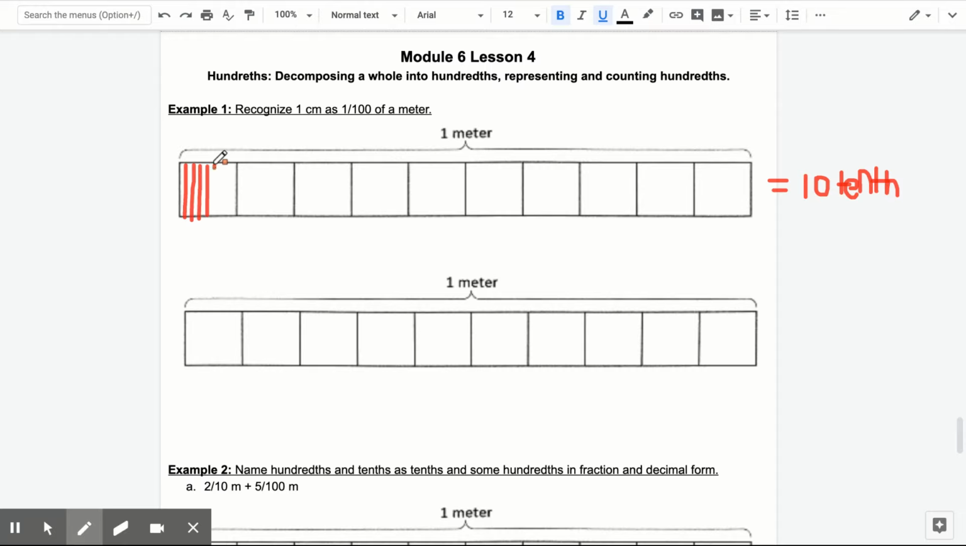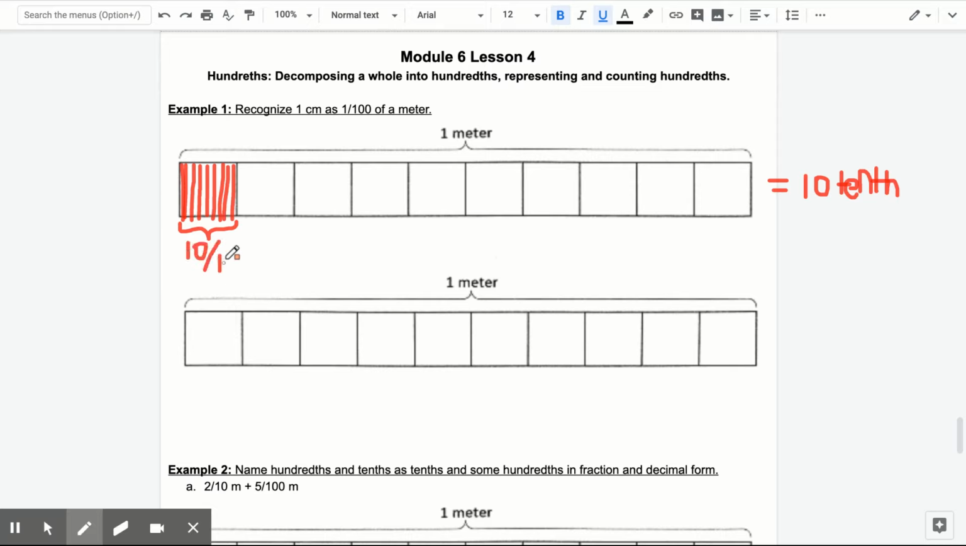4, 5, 6, 8, 9. Oh, I'm so close. I'm going to squeeze one in right here. So bear with me because that's not perfect. But each of these is going to be a 100th. So I've just made 10 100ths.